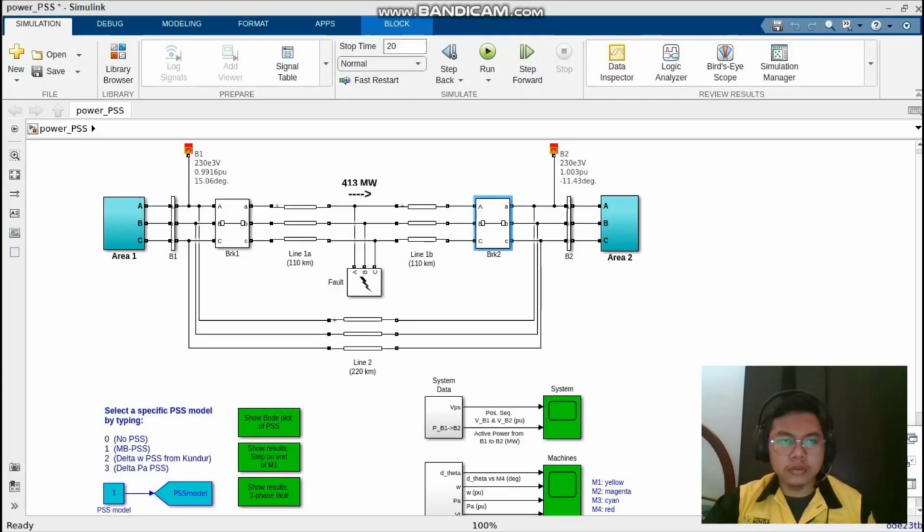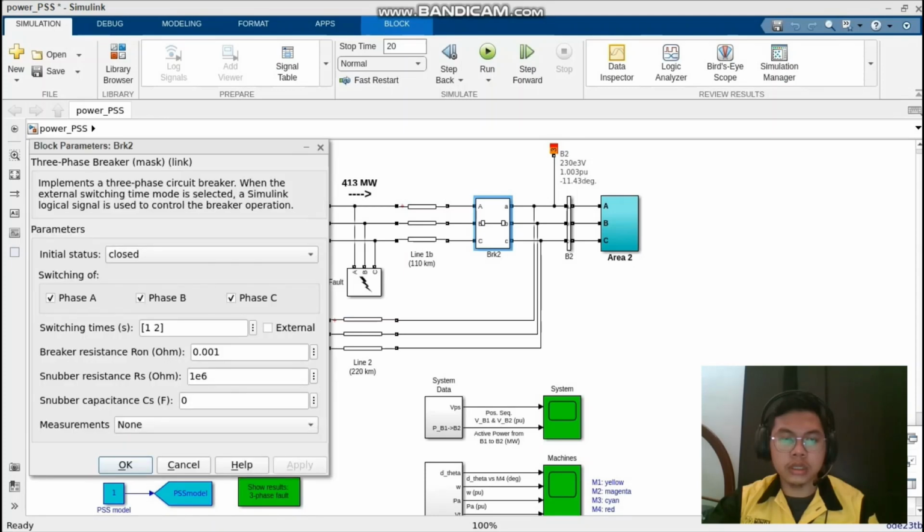Hello and Assalamualaikum. Now I will present the simulation for disturbance 8, which is the temporary three-phase fault at bus 11. As you can see, bus 11 is BRK2, where we can change the parameter to 1 and 2, so the fault will occur between 1 second and 2 seconds.